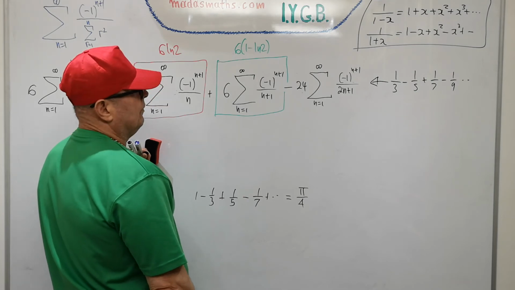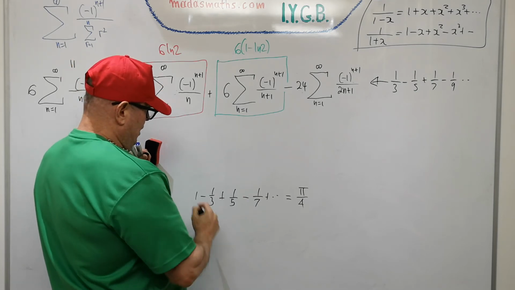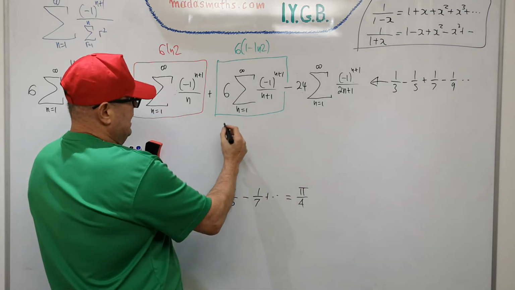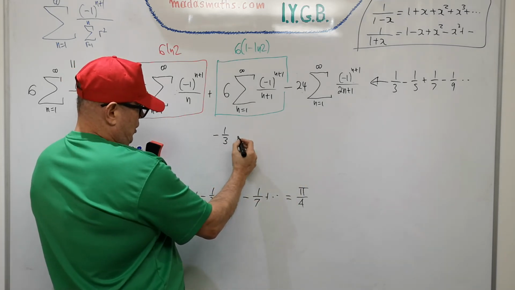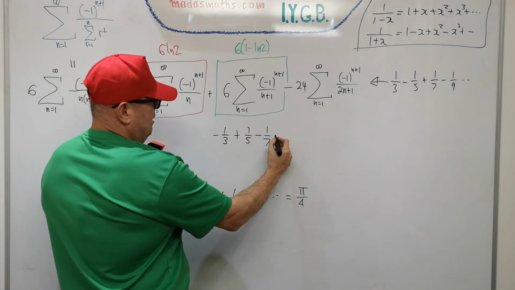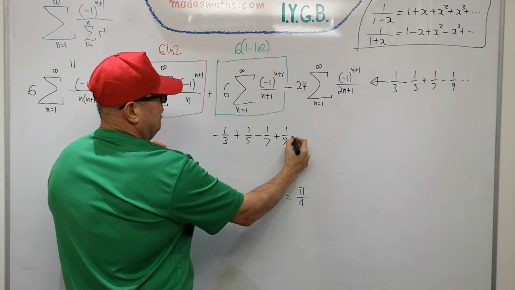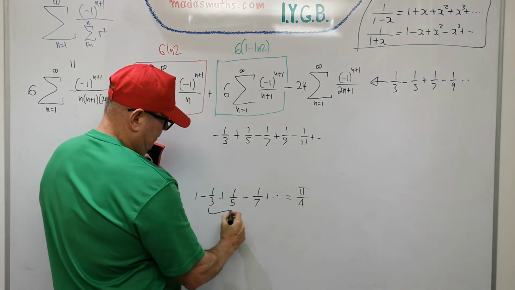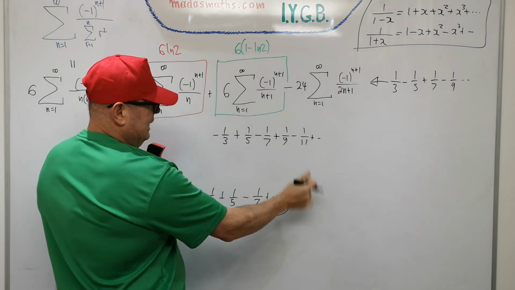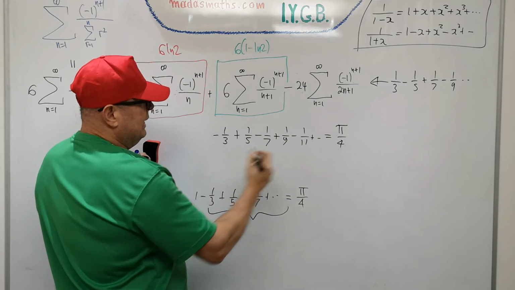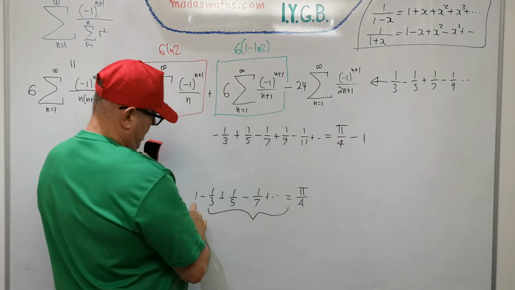First of all, we can actually subtract the 1 to the other side. So I'm looking at this line here and say minus a third plus a fifth minus a seventh plus a ninth minus 1/11 and so on from this line here is quite clearly going to be equal to pi over 4 minus a 1.